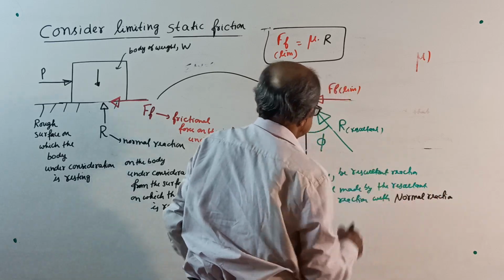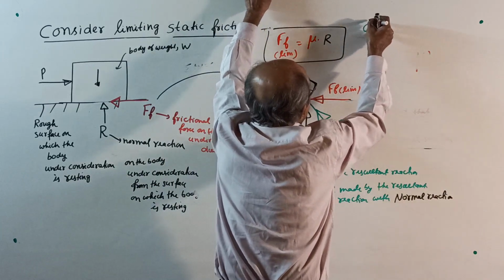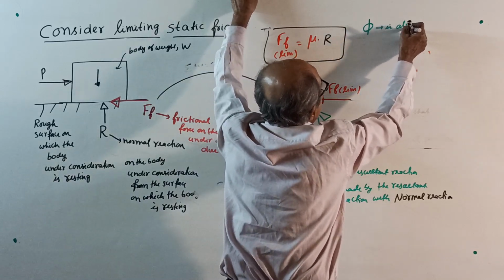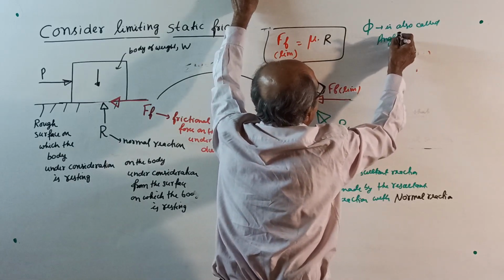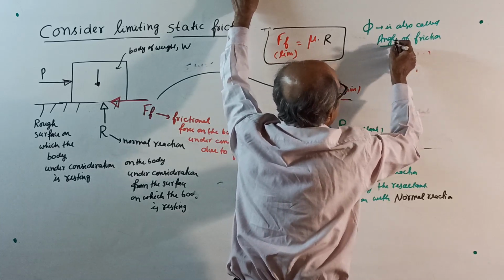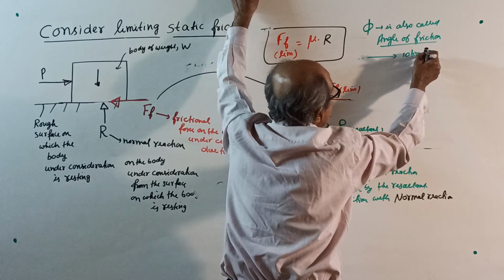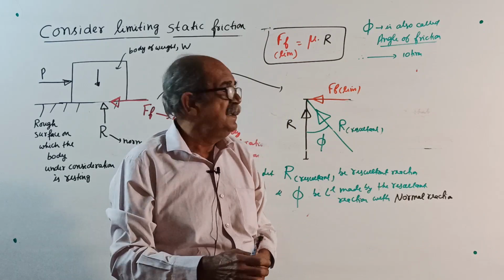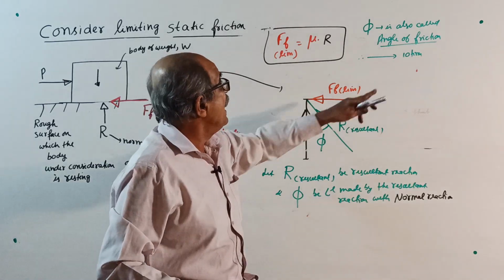Now, the phi, what I wrote here, is also called the angle of friction. Technical name, angle of friction. Remember, therefore, write this 10 times: the angle of friction is the angle made by the resultant reaction with the normal reaction. That is called angle of friction.